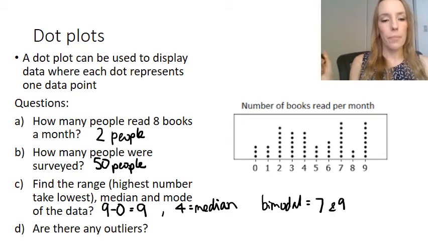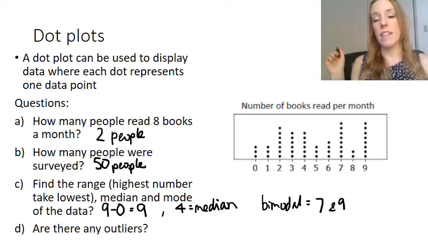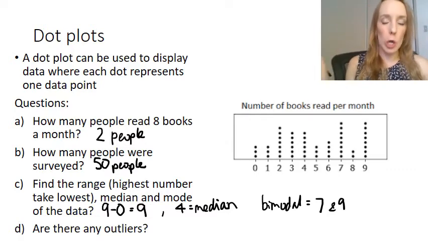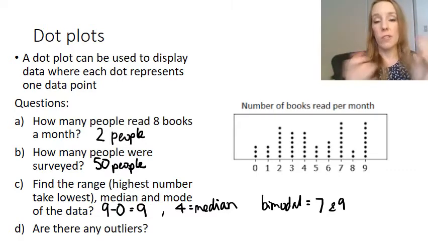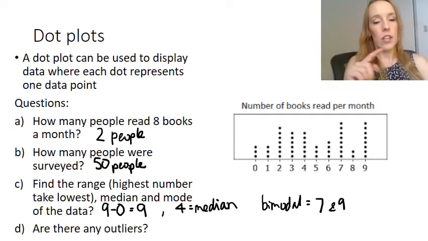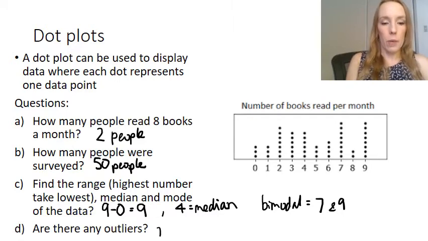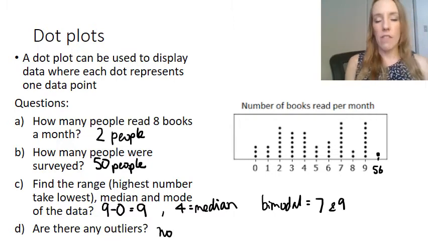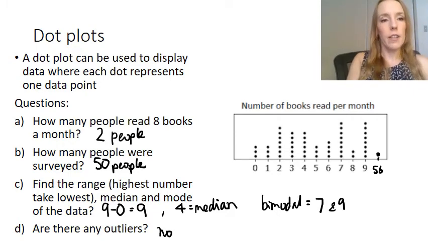They're the most common. So are there any outliers in this data? Any points that are really high or really low compared to the others? There's actually not. It all seems pretty evenly spread with a range between 0 and 9 books being read a month. If you're reading 0 books a month, you need to start reading more books. So we'd say no, there's no outliers here. If we had another point here that said, like 56, and a person read 56 books, you'd be like, whoa, outlier, we'd get rid of that. But everything's within a kind of normal range there.